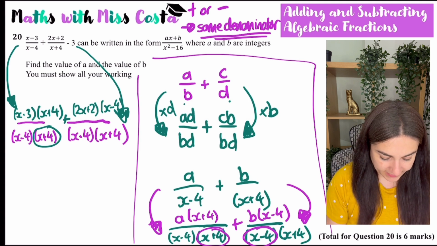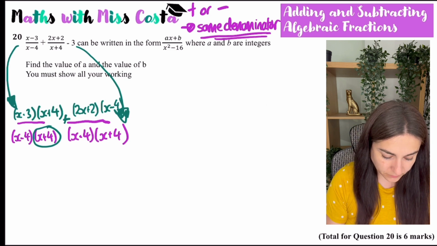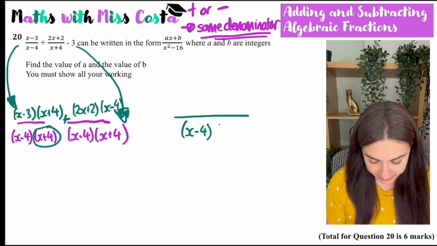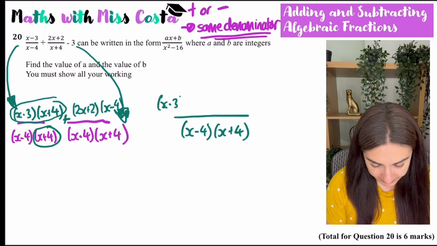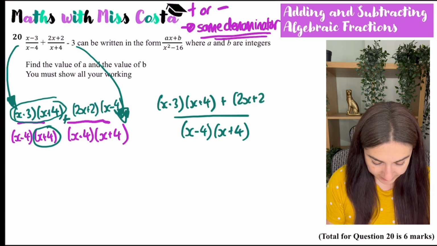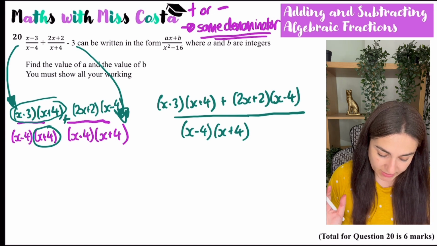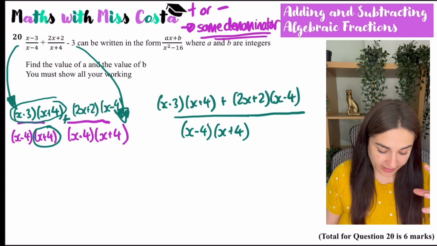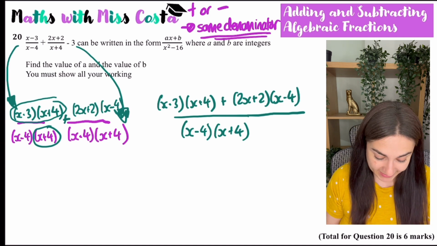Now, let's clear this up and make it a little bit neater. I write all of this under one fraction, x minus 4, x plus 4, and then this, x minus 3, x plus 4, plus 2x plus 2, x minus 4 is the next part of simplifying that. Generally with algebraic fractions, you're going to have to do some manipulation. You're going to have to expand the brackets, factorize them, just keep expanding and factorizing until something clicks.